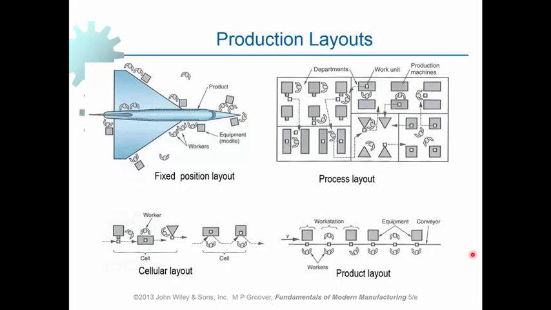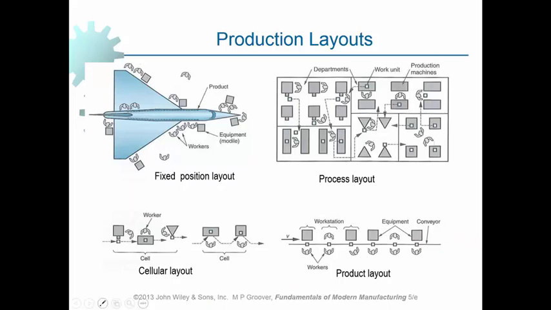In this case, travel distance is reduced because products will generally flow to the next machine in the sequence. And this type of layout, that is product layout, works well when all products tend to follow the same sequence of production, because the sequence doesn't change and it is always fixed.